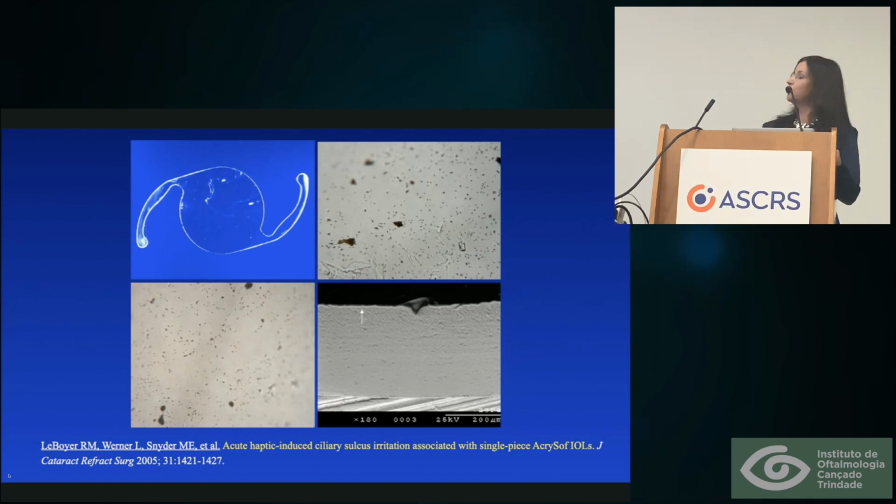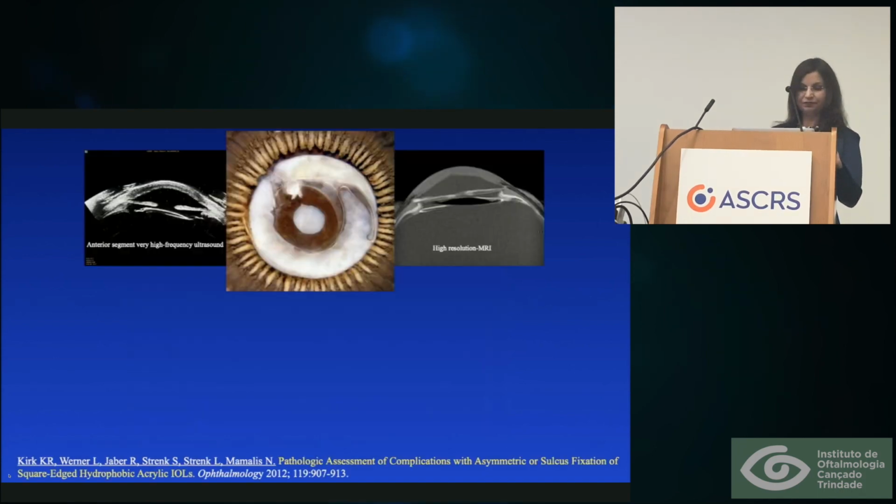And as you can see on the right, you have a scanning electron photomicrograph of the side wall of this lens. So it's very unpolished, and you have these rough edges, and of course, the haptics are very thick. We wanted to know a little bit more about this problem, and we received in our laboratory pseudophakic human eyes obtained post-mortem, and these eyes had this type of single-piece intraocular lenses implanted, and we selected those with an asymmetric fixation of the IOL or with this type of IOL in the sulcus.